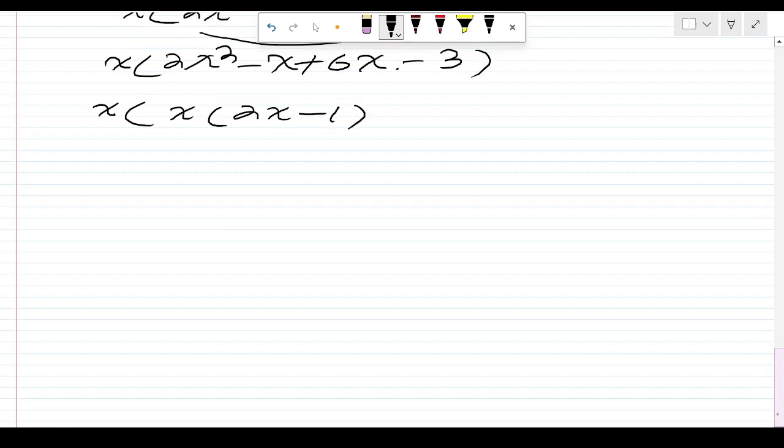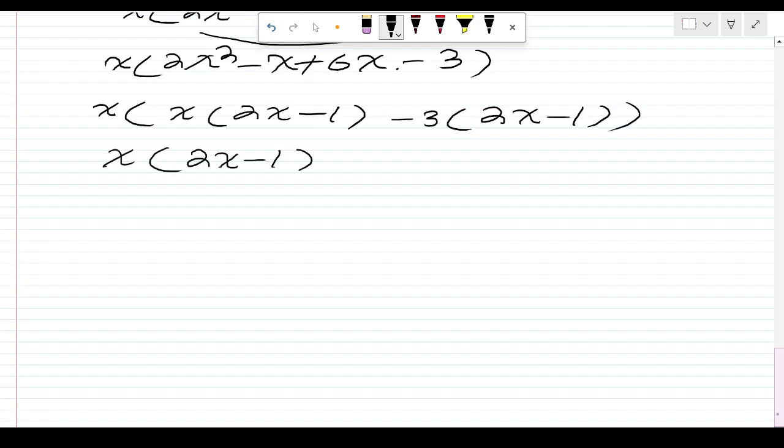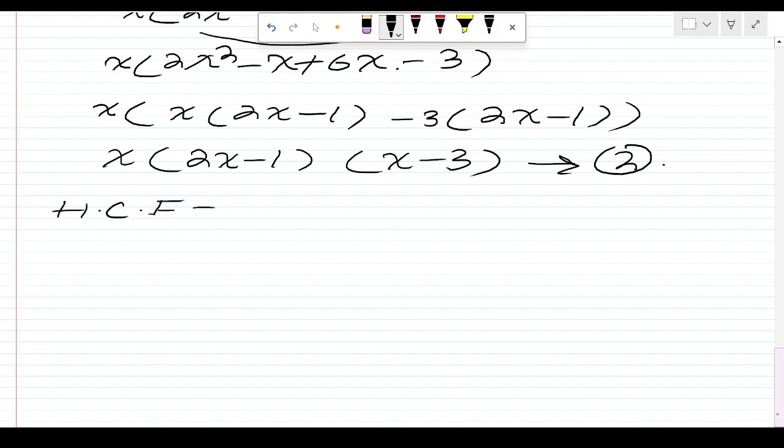2x minus 1 and then we will take the common which is negative 3. So I can write negative 3 bracket 2x minus 1. After that we can just write x bracket 2x minus 1 as our common value and x minus 3 as our common value. Now what do we need to do? We need to find the HCF, which is the common factors.